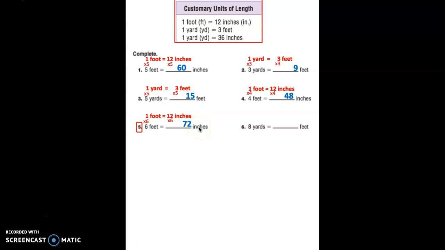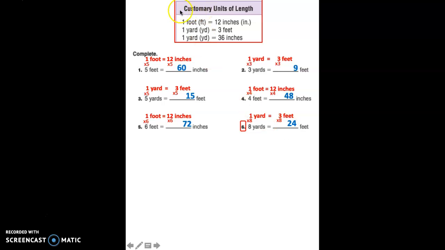And finally, number 6. 8 yards equals blank feet. I know 1 yard equals 3 feet. I need to multiply 1 times 8 to get 8. Whatever I do on this side of the equal sign, I must do on the other. 3 feet times 8 equals 24 feet. So 8 yards equals 24 feet.